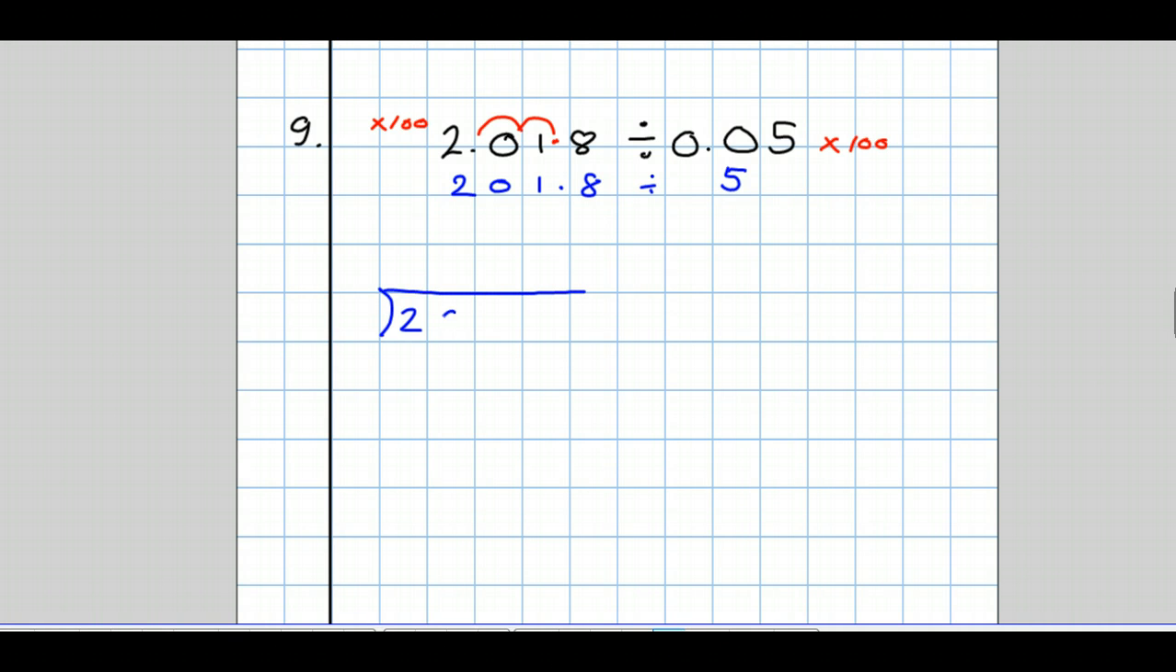Draw my bus shelter. Outside it, put the number I'm dividing by. And before I do any arithmetic, put the decimal point there. 5's into 2 go 0, remainder 2. 5's into 20 go 4, no remainder. 5's into 1 go 0, remainder 1. And 5's into 18 go 3, remainder 3. What do I do here? Well, I add a 0 to link that remainder of 3 with something. 5's into 30 goes 6 times. So the answer is 40.36.